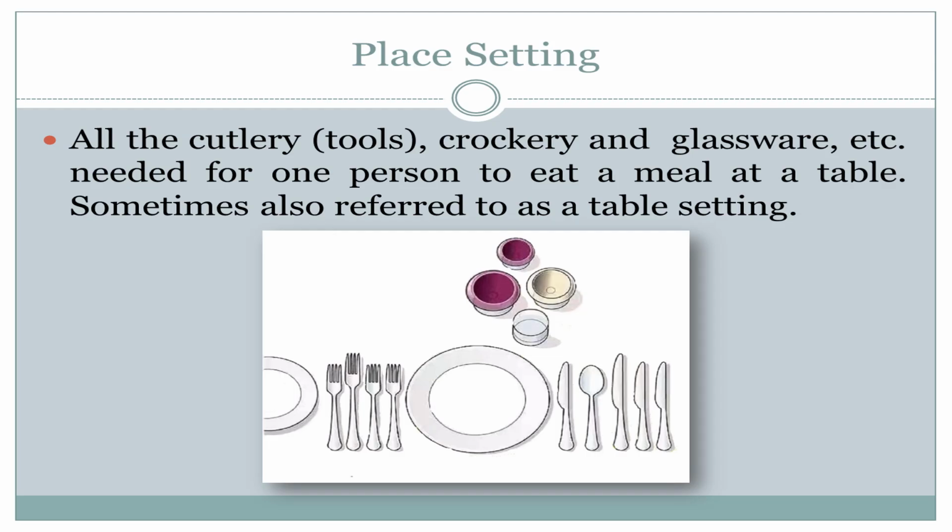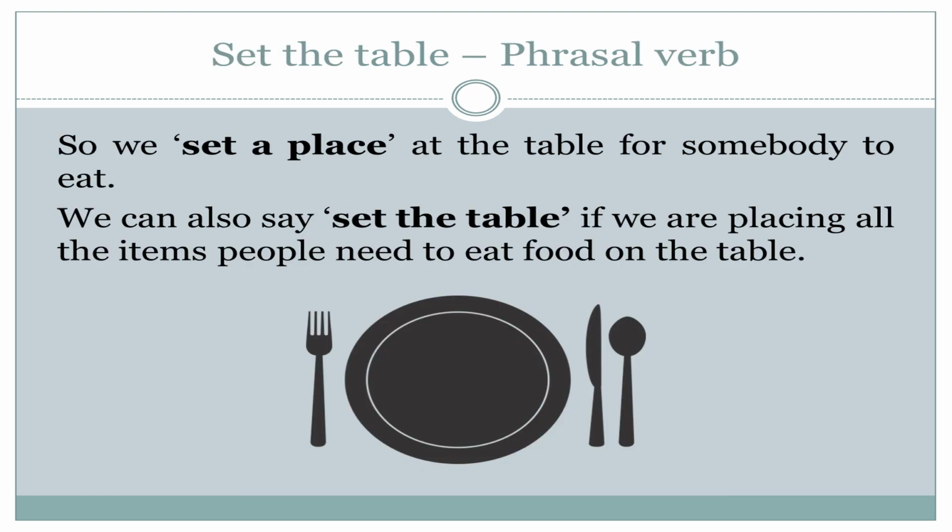Now, having the right plate, knife, fork, spoons all laid out is also known as a place setting. So we set the table. We place all the things we need to eat our food on the table. Set a table. That means to put everything out in the place setting, in the table setting, that a customer needs to eat, or that we at home need to eat. So, a place setting. Set the table. Tableware.